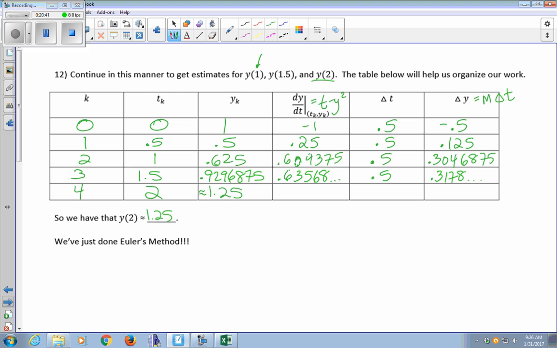It's much better suited to a computer, right? Because of all this, having to write out all these decimals and doing the same thing over and over and over again. And this is your first project, to implement Euler's method using Excel. I have it with me. I'll hand it out in a minute.